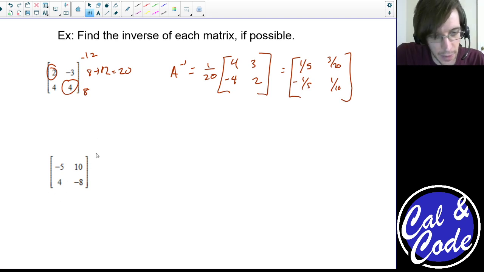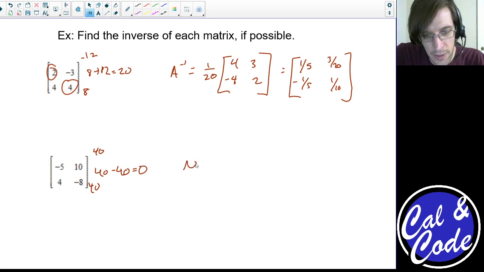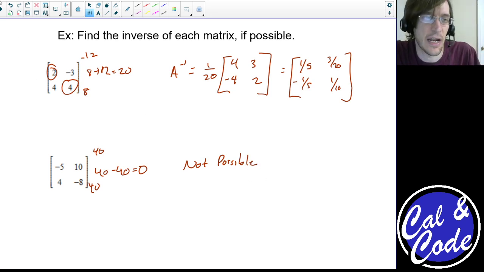Or what about this one? Multiply up, that gives me 40. Multiply down, that gives me 40. 40 minus 40 is 0. This is not possible. This particular matrix does not have an inverse.